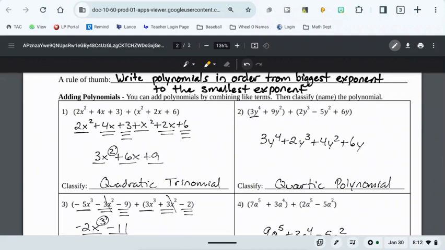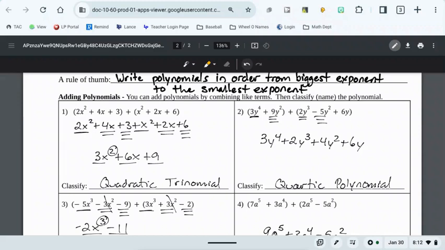So if we notice for this one, 3y to the fourth, there is no other term with a degree of 4, so there's nothing to combine it with. Then I'm going to look around for the next highest degree, which is a degree of 3. And again, there's nothing else to combine it with because there's no other term with a degree of 3. Then we have 9y squared minus 5y squared. If we combine those, we get 4y squared. And then there's nothing to combine the 6y with, so we just bring that along.